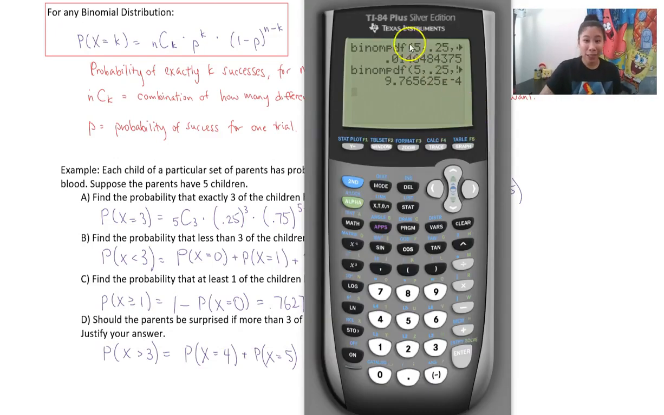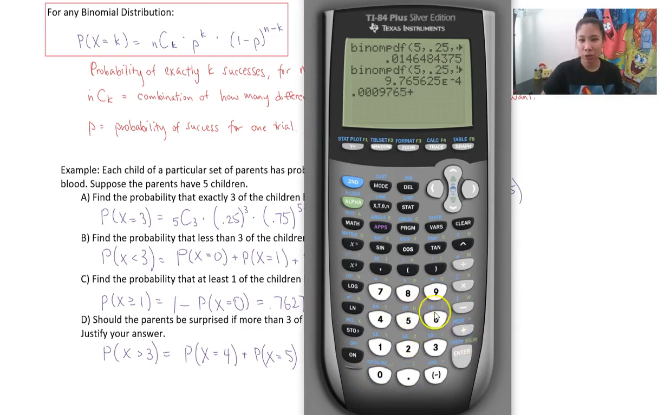I ended up using binompdf of x equals 4 and binompdf of x equals 5, and I'm going to add these two numbers together. One thing I do want to point out, whenever you see a number in your calculator with an E in it, that's just scientific notation. It's saying this decimal is so small that your calculator decided to use scientific notation instead. So E negative 4 just means you're moving the decimal place 4 places to the left. So 1, 2, 3, 4 means you have 3 zeros in front of the 9. So it'd be like 0.0009765, and so on.